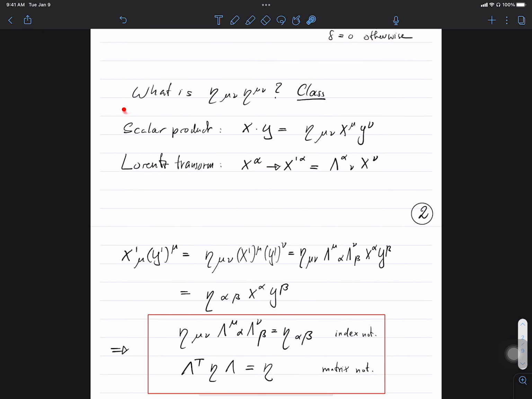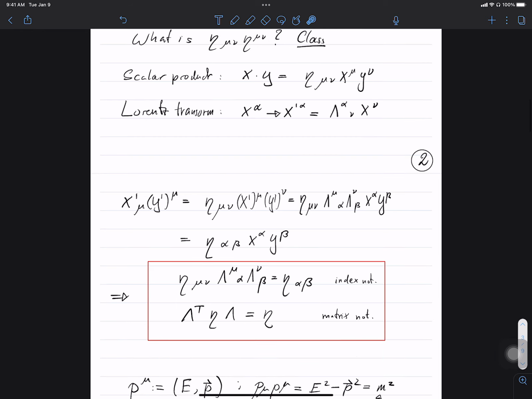Now we briefly mentioned the contraction of these two metric tensors, eta mu nu and eta mu nu, and that gives you, as we said, the diagonal matrix. And then the diagonal matrix is also summed over its diagonal entries, because we have all the indices contracted and we have to have just a number. So summing the diagonal matrix over the diagonal gives you 4 times the 1, which is just 4.